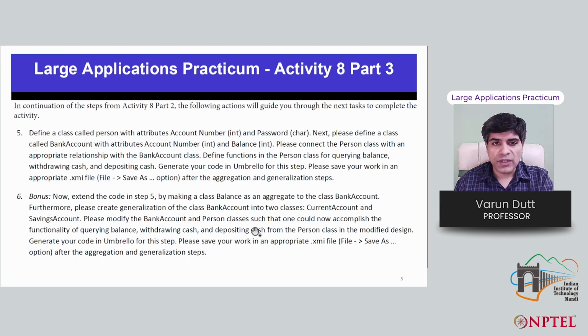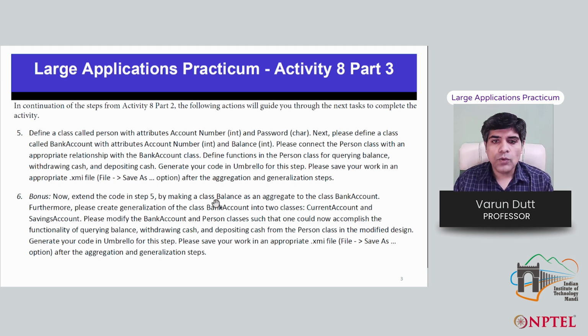Now we move to the activity. In this particular activity, the idea is to create the account number, password, and bank account classes, define some data members of those classes, and then create a person class with the bank account class. The person class can query balance, withdraw cash, and deposit cash, which are the operations that can be performed. Once we have created these classes, we can generate the code using the code generation wizard in Umbrello, and we can save the file in XMI.